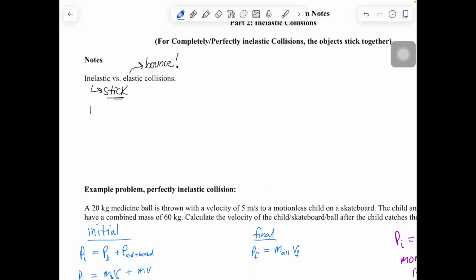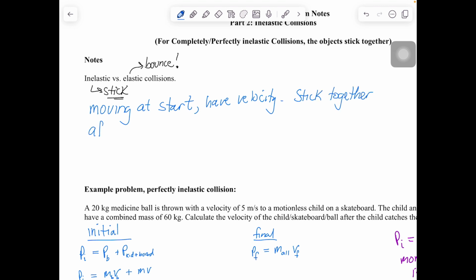So objects are moving to start with, or moving at the start, I suppose you could say. So they have velocity, at least one of the objects has velocity, and they're going to stick together after the collision.